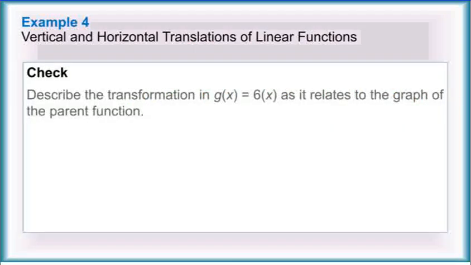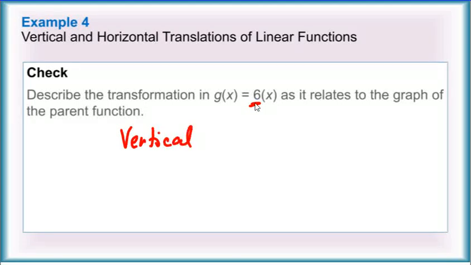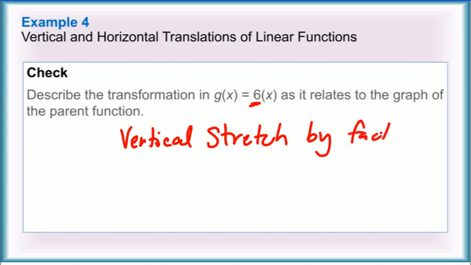Next, describe the transformation g of x equaling 6 times parentheses x as it relates to the graph of the parent function. 6 is on the outside, that's our a. So we have a dilation. If it's on the outside, that means it's a vertical dilation. And the absolute value of 6 is greater than 1, so this is a stretch by a factor of 6. Now, if the 6 was on the inside of the parentheses, then this would be a horizontal compression.